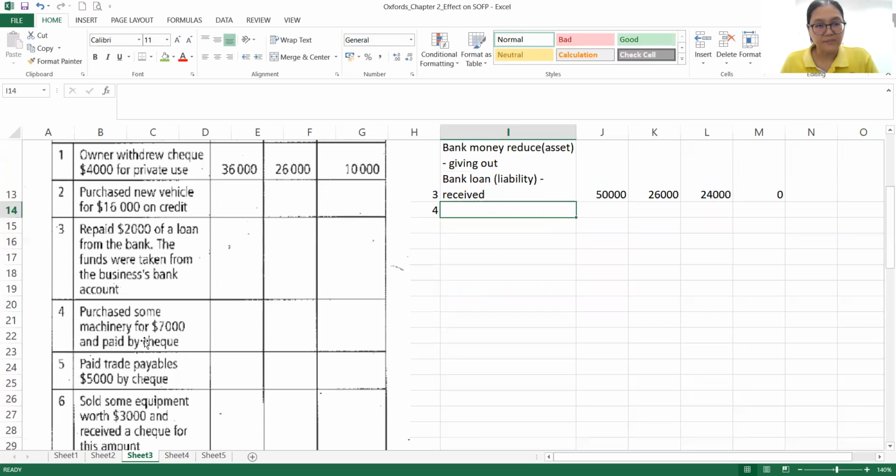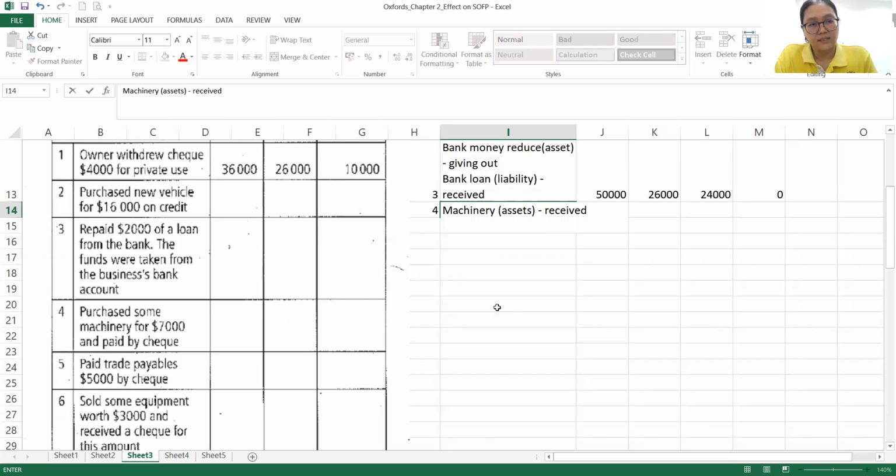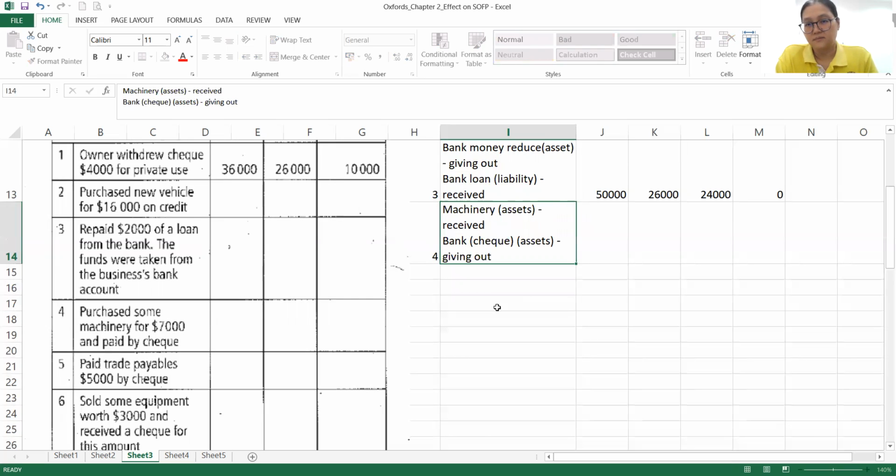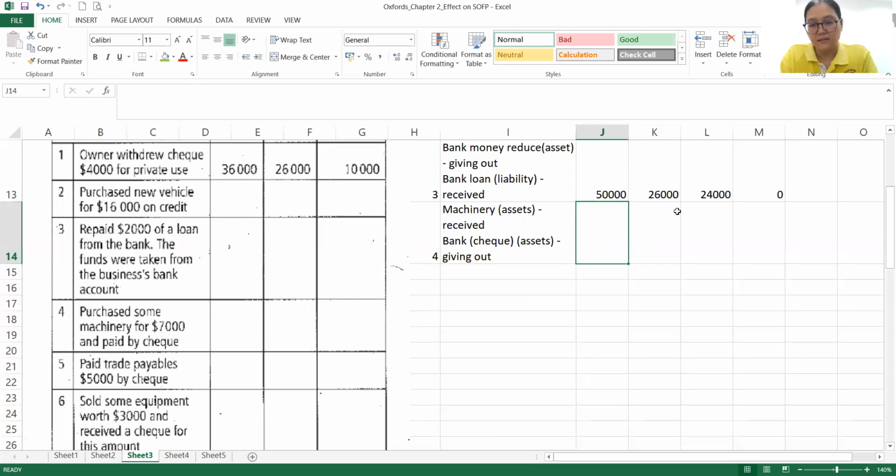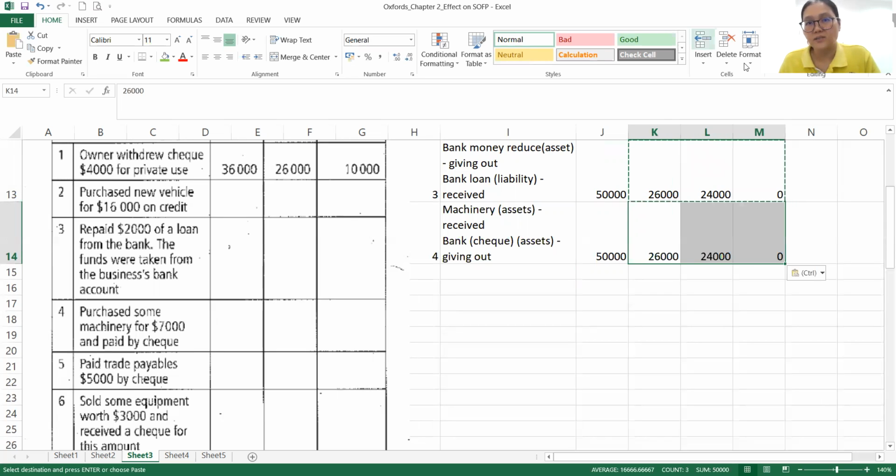Number 4, purchase some machinery and pay by check. So machinery is an asset. Receive means increase. But the problem is that the bank check is also an asset, and this asset is giving out. So one giving, one receiving. At the end, you will get 50,000. You have to plus 7,000, and after that you have to minus 7,000. So there is no impact change on it. So the next one.